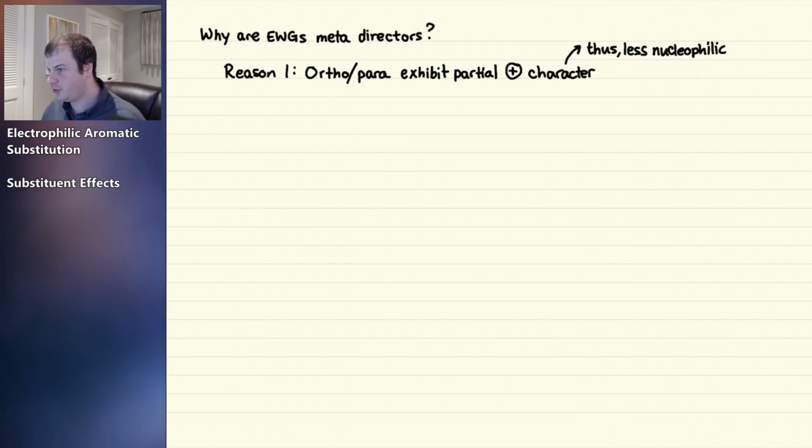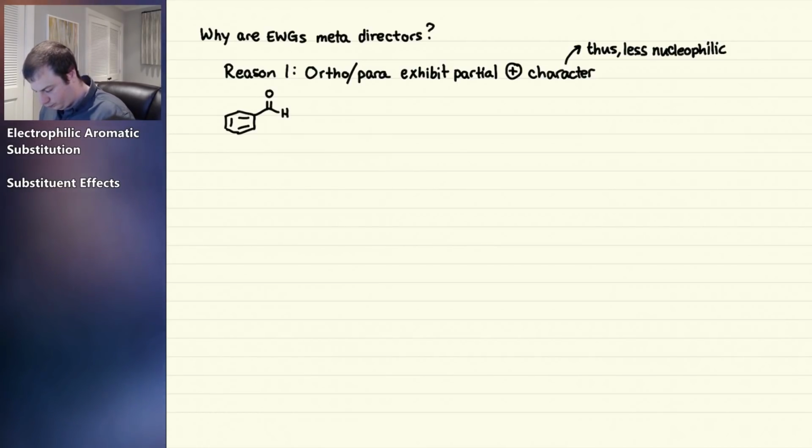Let's draw some resonance structures that can explain that. So I'll draw a benzene ring here, and I need to put an electron withdrawing group on it. So I'll put the aldehyde group. And now look what we can do. Electrons from the aromatic ring can be pushed out of the aromatic ring onto the aldehyde oxygen, or any electron withdrawing group that's out there.